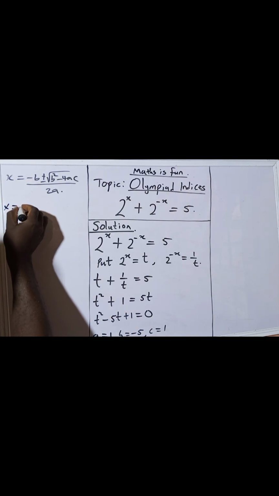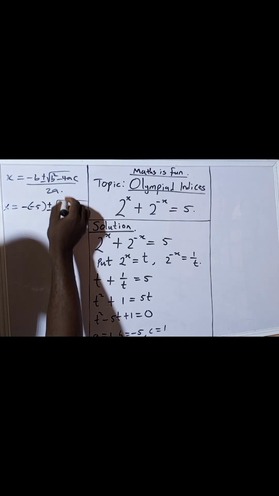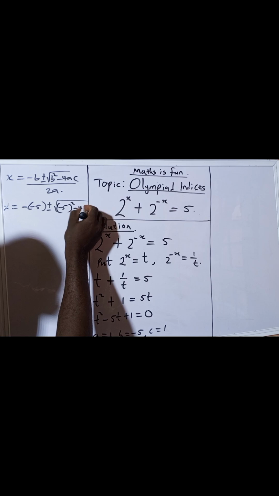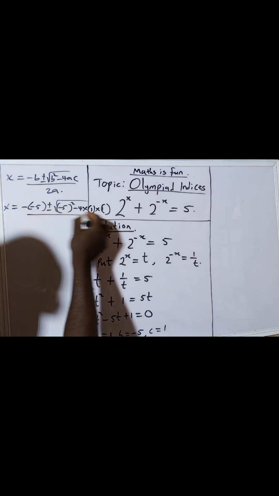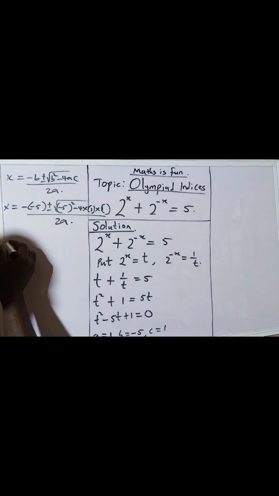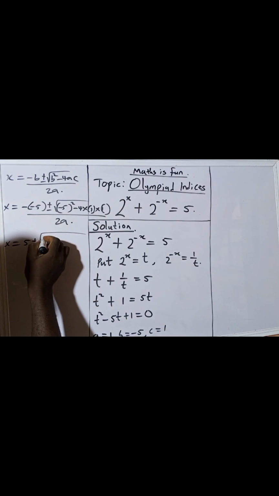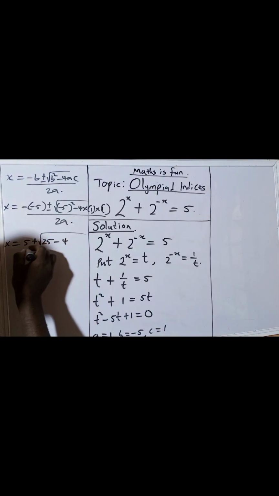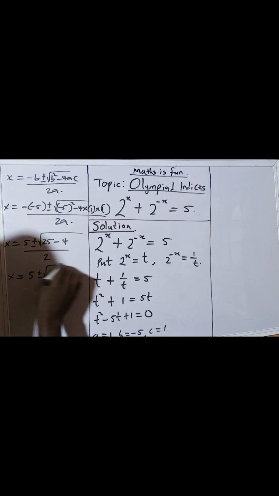So x is equal to minus of minus 5 plus or minus square root of minus 5 squared minus 4 times 1 times 1, all over what? 2a. So x is equal to 5 plus or minus square root of 25 minus 4, over 2. Now x is equal to 5 plus or minus square root 21 over 2.